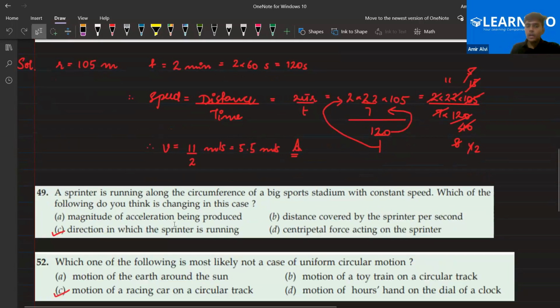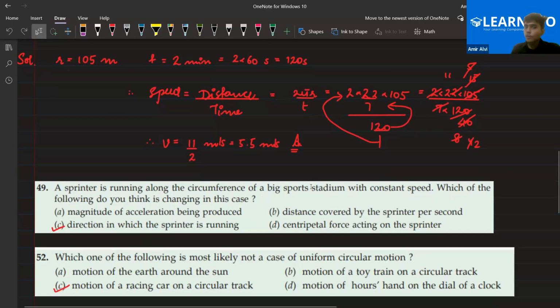A sprinter is running along the circumference of a big sports stadium with constant speed. Which of the following do you think is changing in this case? Direction is changing because it is moving in a circular path. Magnitude of acceleration is not changing, because it is uniformly accelerated. Distance covered by the sprinter per second is obviously not changing, because the speed is constant, so distance covered would be the same in each second. The direction in which the sprinter is running is obviously changing.